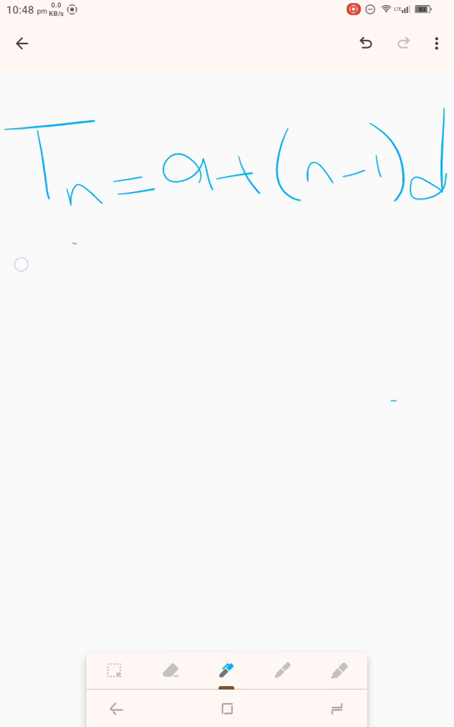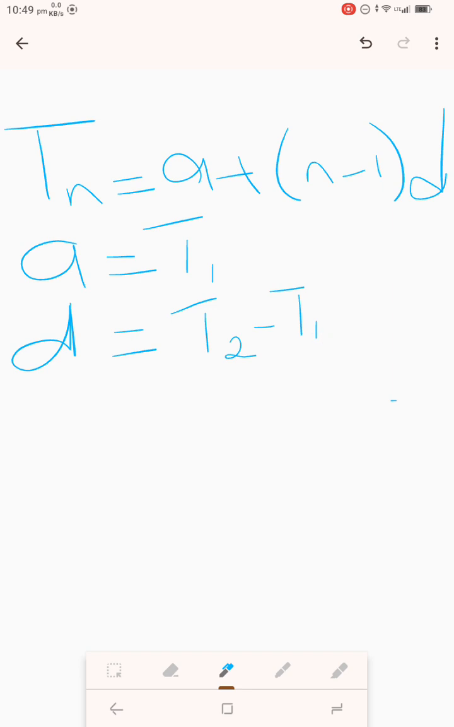A simply means term number 1. On the numbers that they gave you, if they gave you 2, 4, 6, 8, 10, the first term is 2. So a is equal to term number 1. So we have d. d is equal to term number 2 minus term number 1.